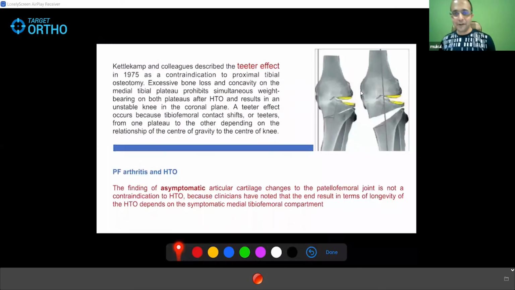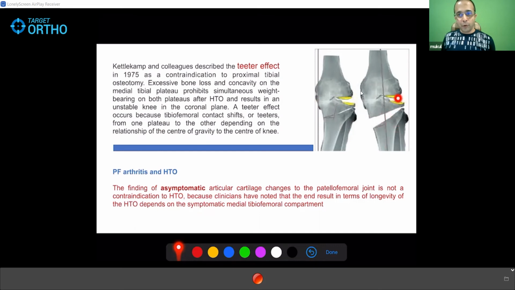So this is the teeter-totter effect. Kettlekamp described this teeter-totter effect somewhere in 1975, and he mentioned this is an absolute contraindication to do this high tibial osteotomy. Now just understand, suppose there's a concavity here and you have done this HTO to correct that alignment. So as you will walk, you have corrected the alignment.